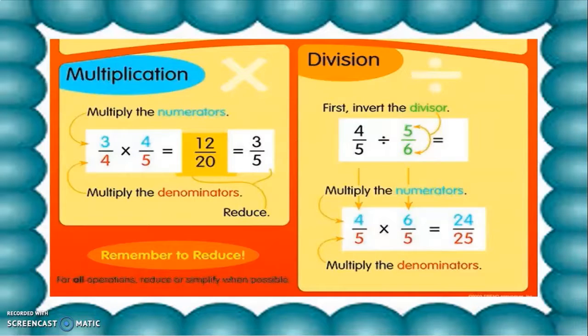How to multiply fractions? Multiply the numerators, multiply the denominators, then reduce to simplest form. To divide fractions, first invert the divisor, or just take the reciprocal, multiply the numerators, then multiply the denominators. Take note, you need to simplify.